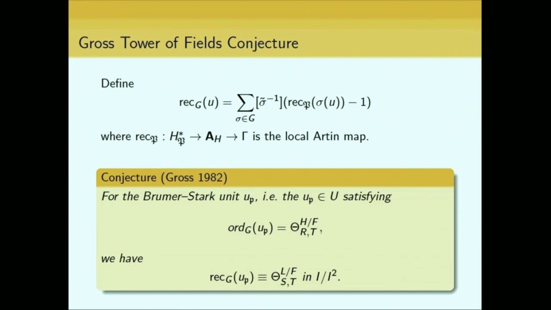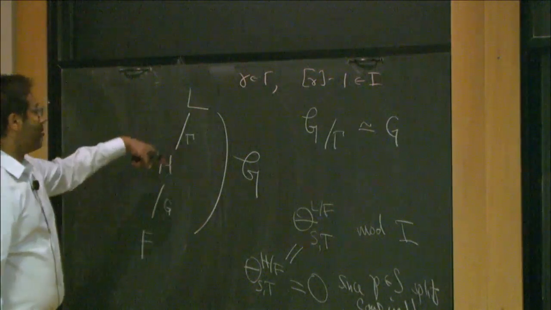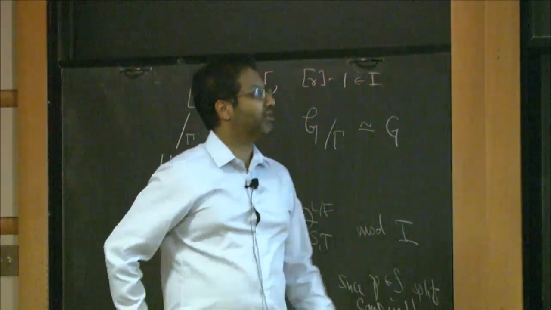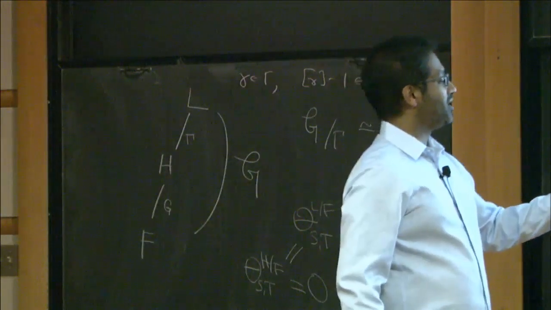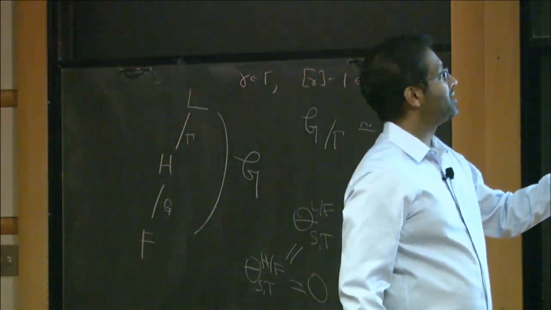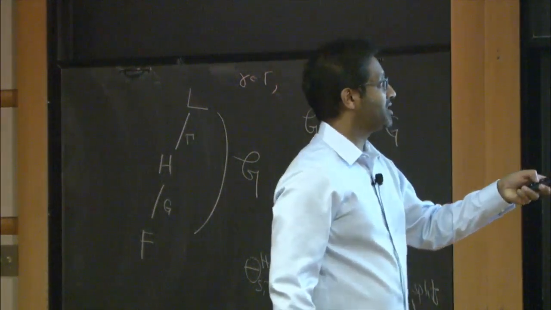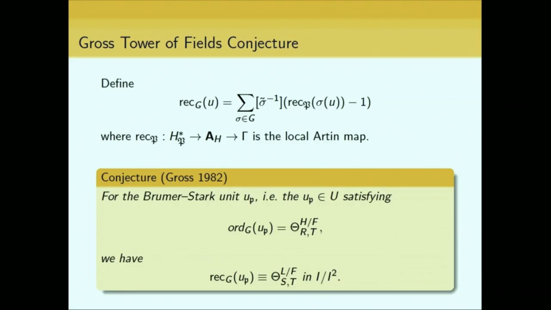If gamma is in gamma, then the group ring element minus 1 is in I, because that's the kernel of modding out by gamma. So modding out by gamma, of course that goes to 0. So this element here is also in I, and its image in I mod I squared doesn't depend on what lift I take of sigma.